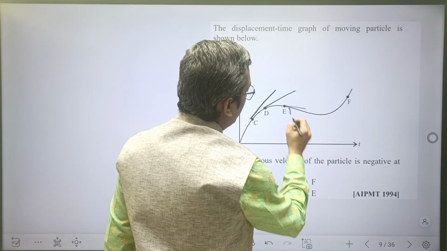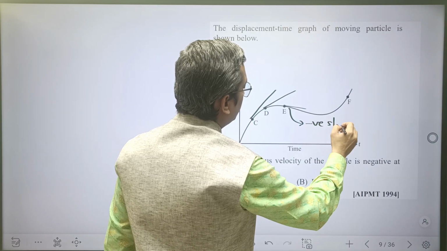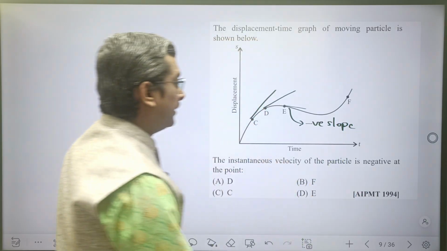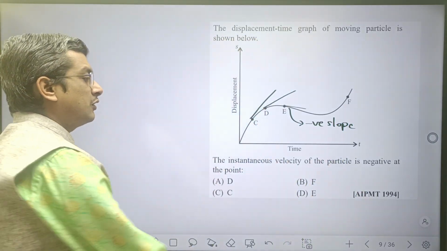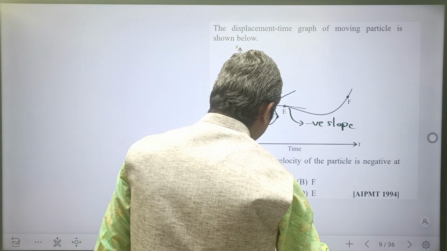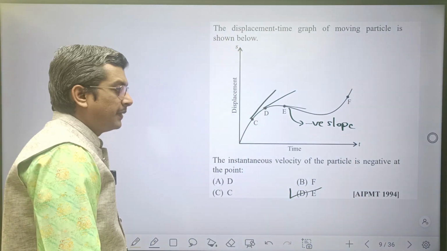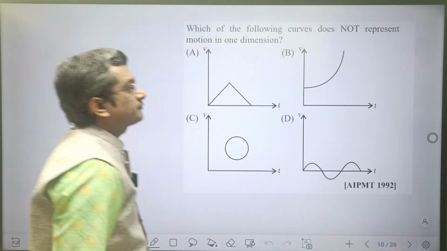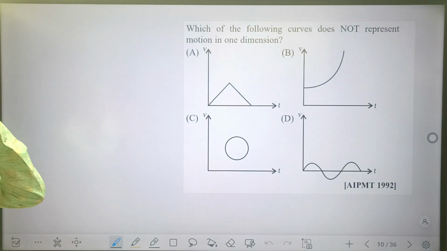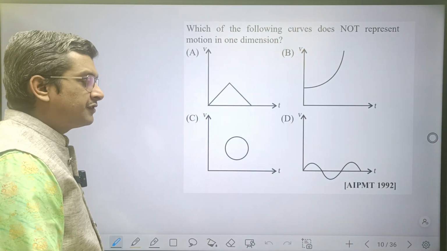So here at point E, it is a negative slope, which means the velocity is negative. So the instantaneous velocity of the particle is negative at point E, isn't it? Next, which of the following curves does not represent motion in one dimension?